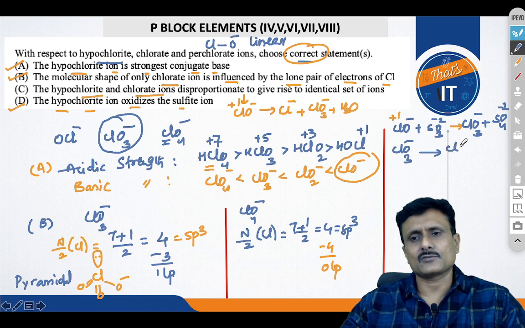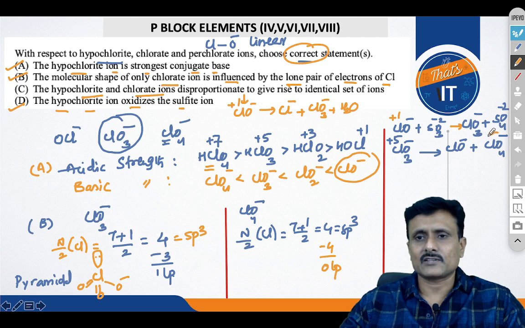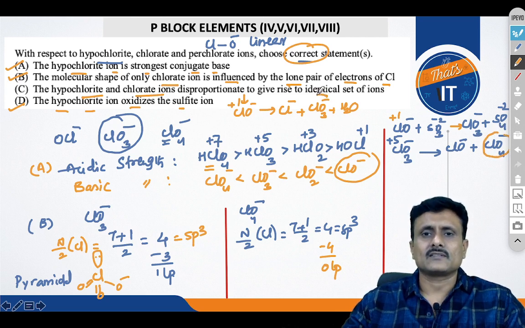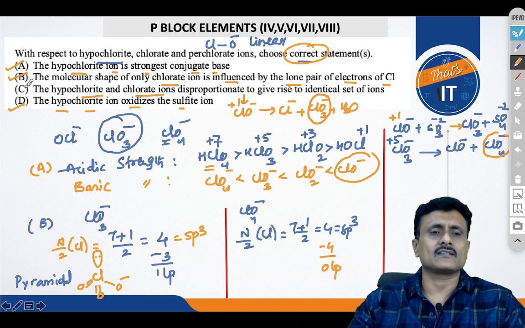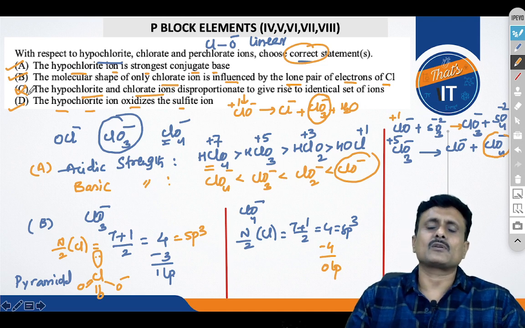This might reduce to ClO minus, but it should get oxidized from +5 to what? +7 or +6. So you can see that this does not give rise to the same species. You can see here you are getting ClO4 minus, whereas here you are getting ClO3 minus. So that does not give rise to an identical set of ions. So how would I know? Do I have to remember all the reactions?